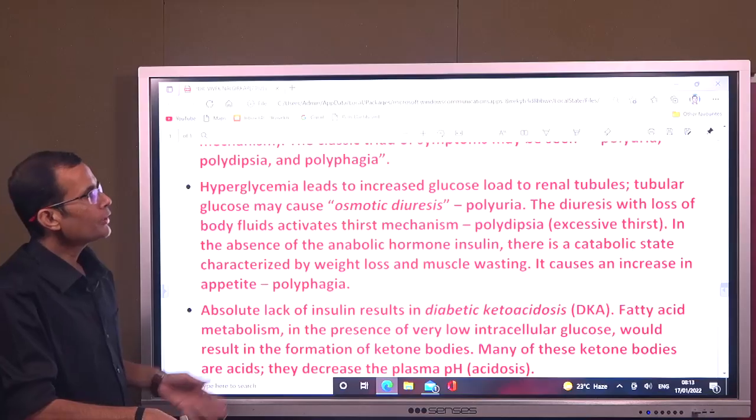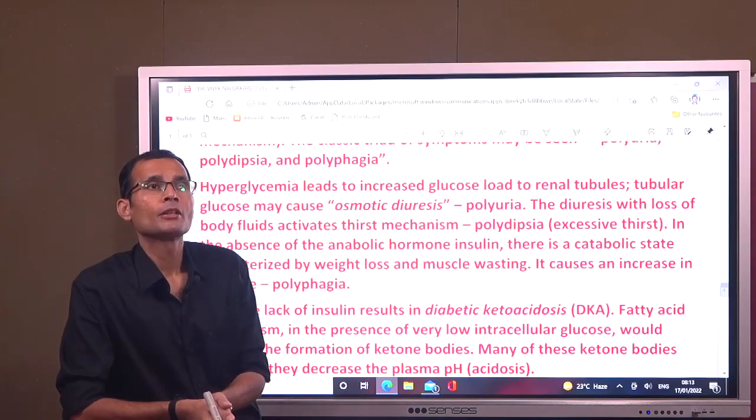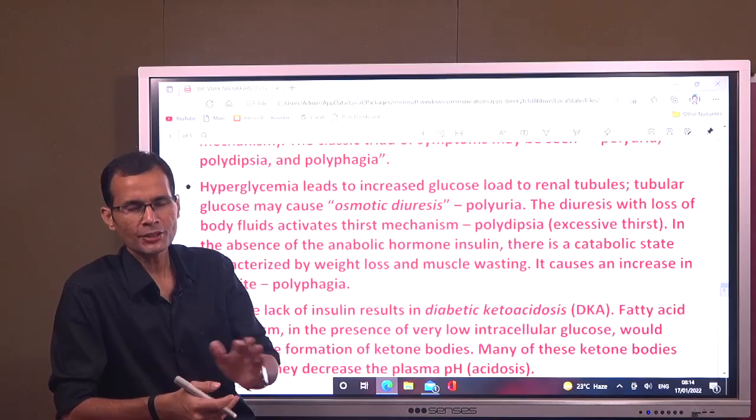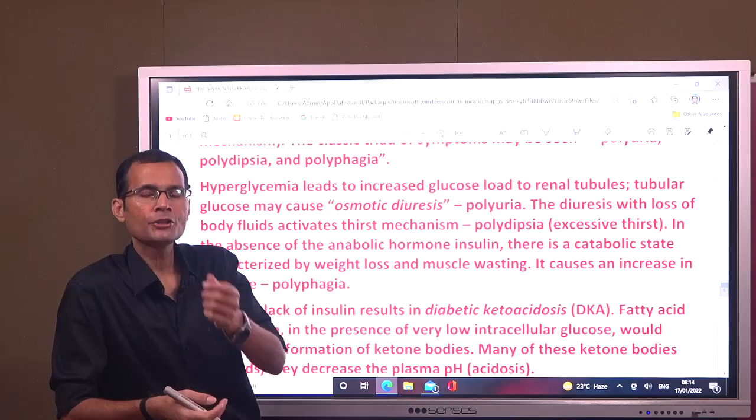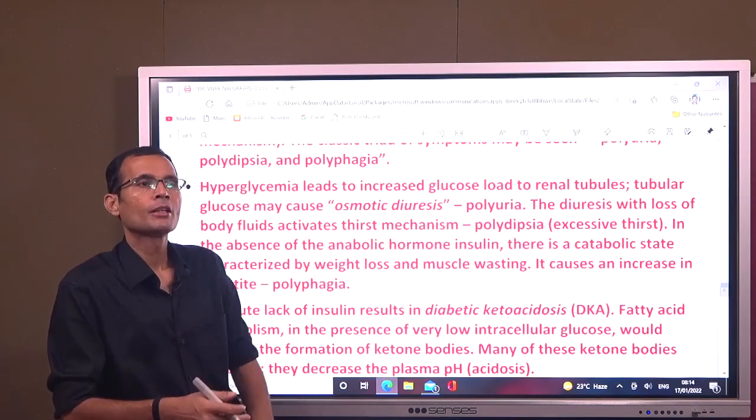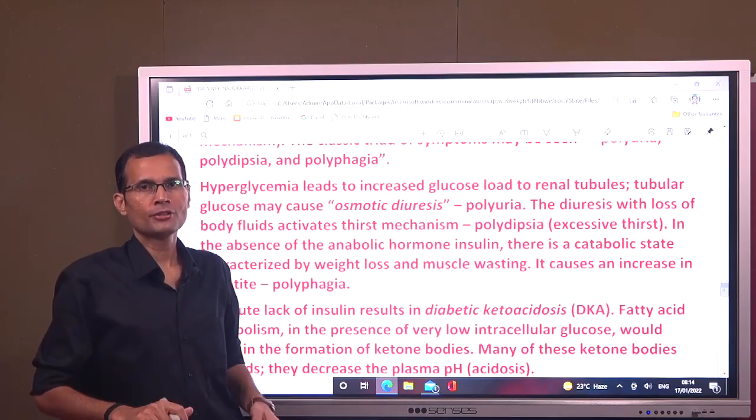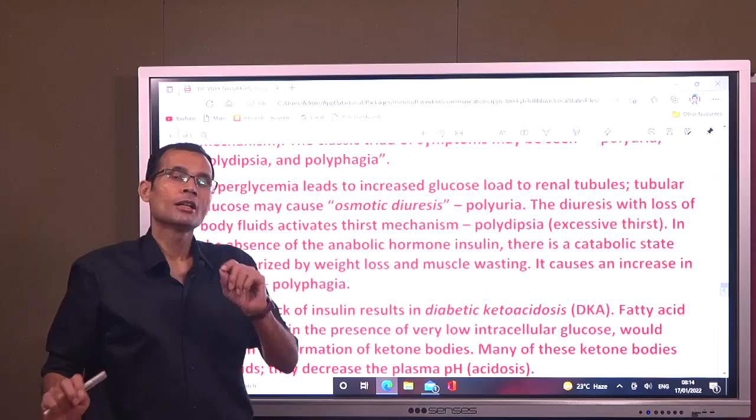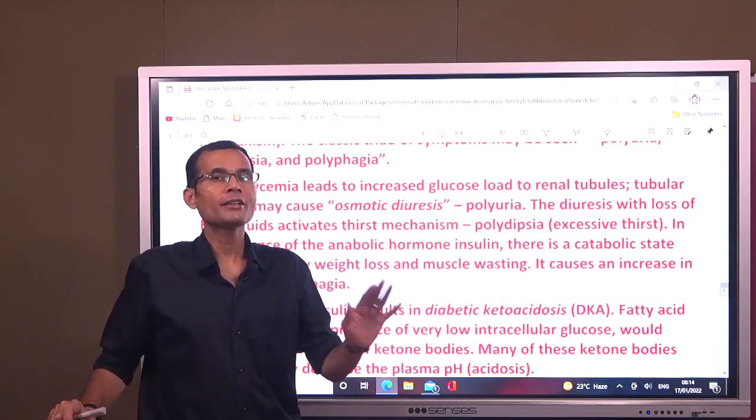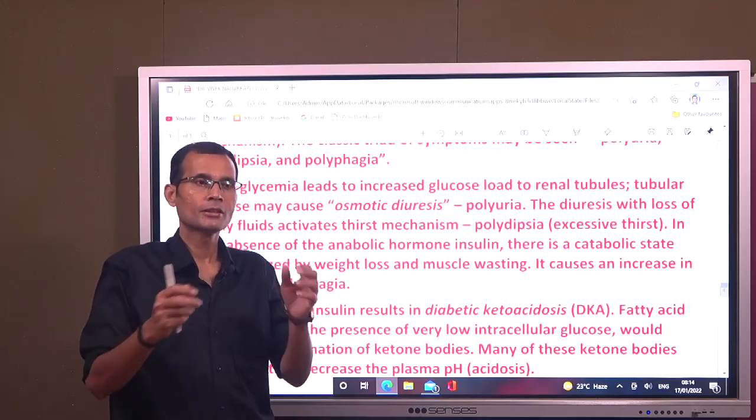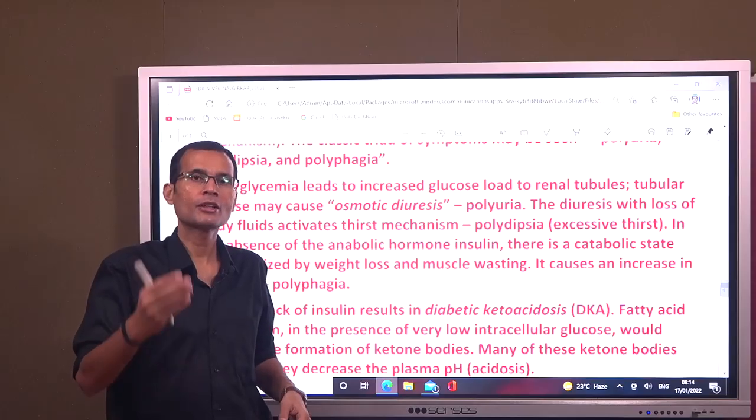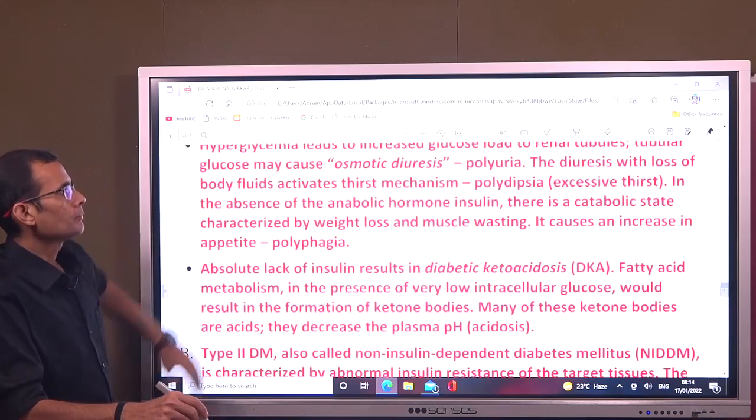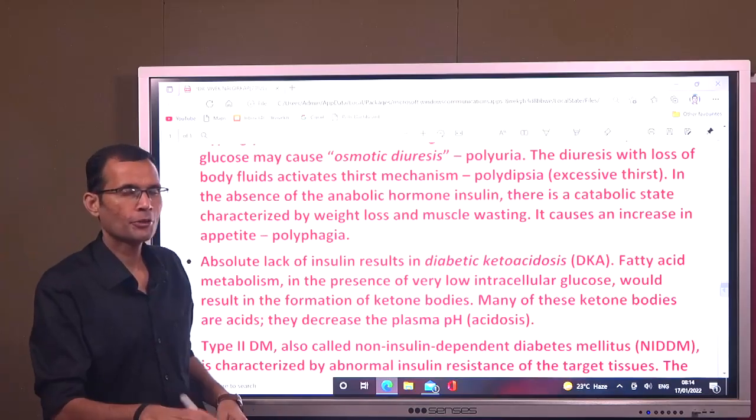Right, hyperglycemia leads to increased blood glucose, and then this glucose is filtered by the kidney. When it starts flowing in the renal tubular fluid, it will pull water by osmosis into the renal tubules, and therefore urine output increases. Therefore, this is called osmotic diuresis. Please remember this term. Diabetes also exhibits osmotic diuresis, increased urinary output, and polyuria because of this osmotic diuresis.